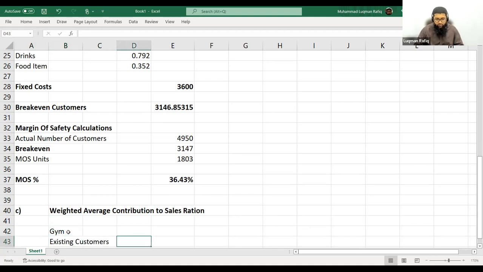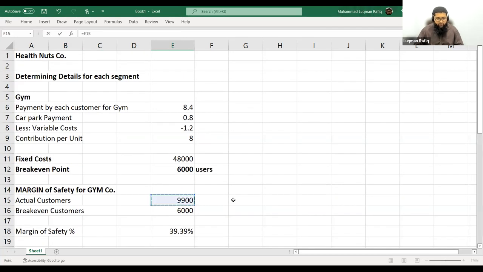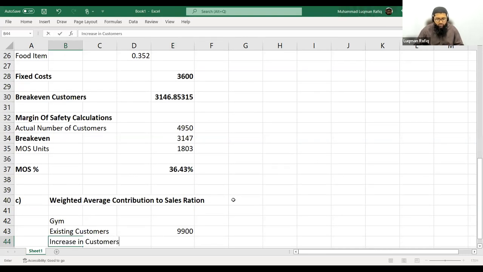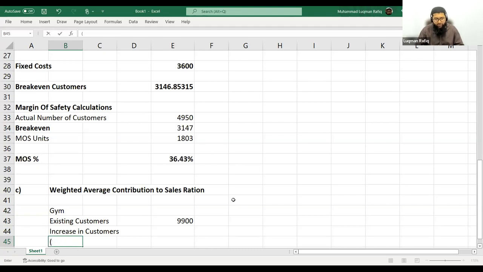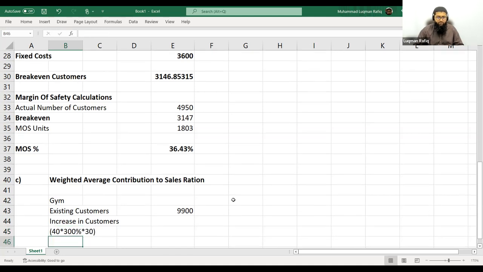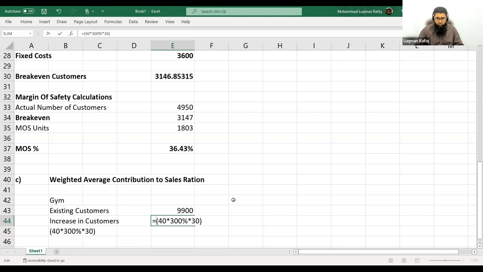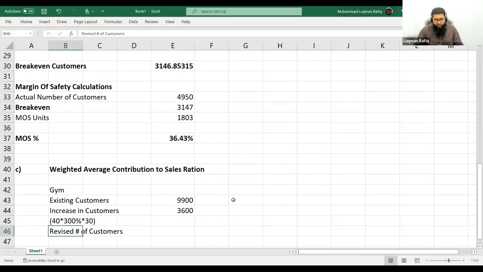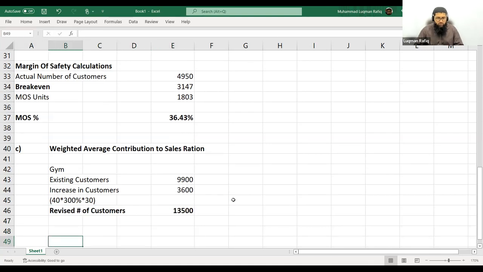The existing customers is 9,900. The increase in customers: you had 40 customers every day visiting from 9 to 5. So these 40 customers are going to increase by 300%, so it's multiplied by 300% and multiplied by 30. So 3,600 is the increase in the customers. You'll get the revised number of customers, this plus this, which is going to be 13,500.